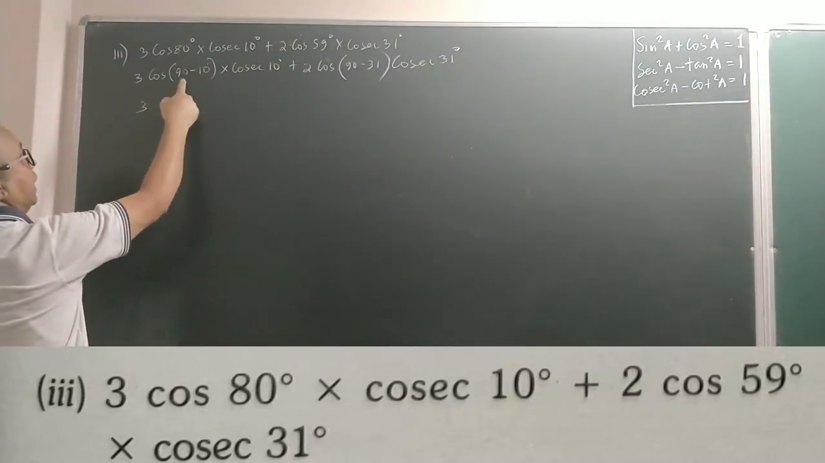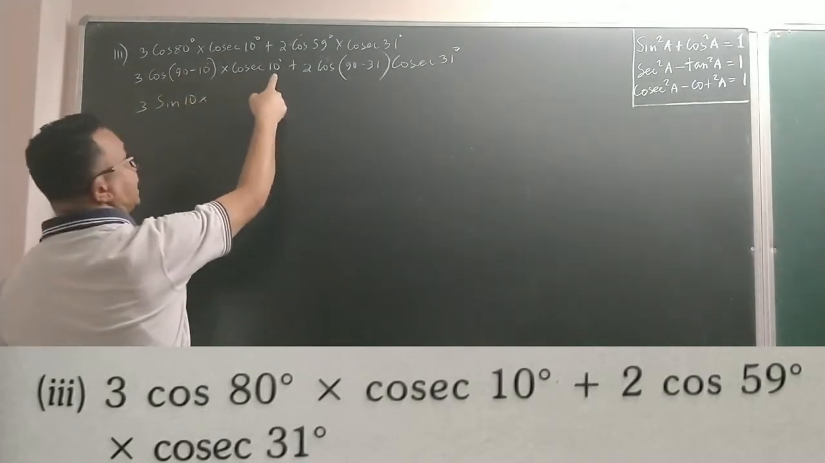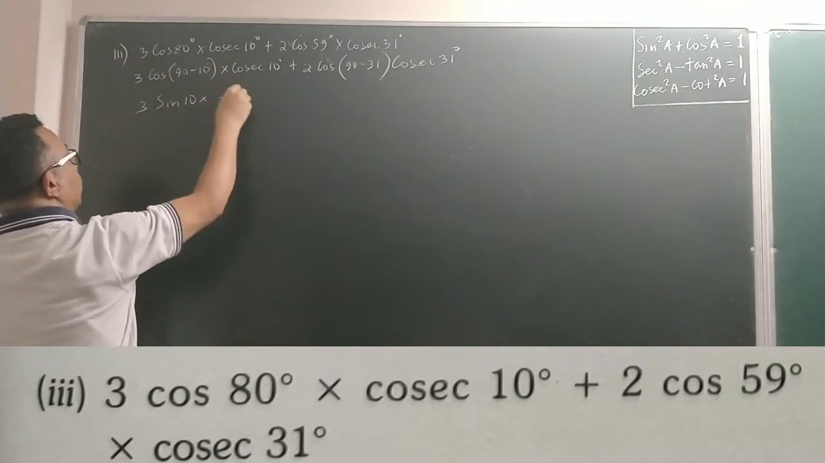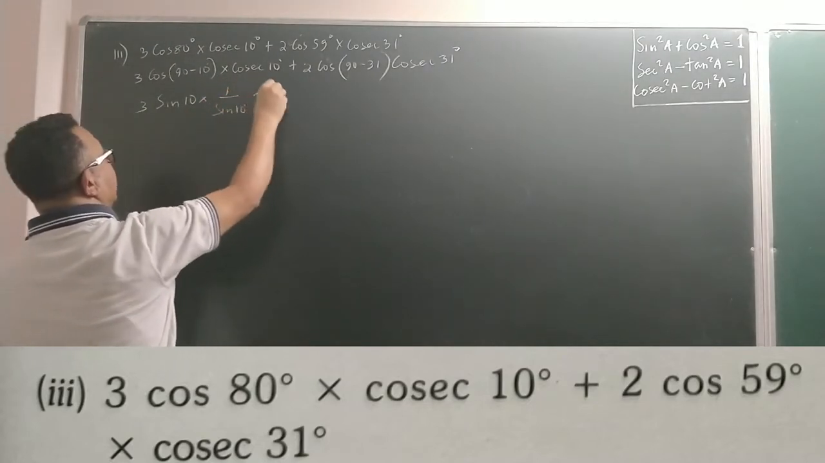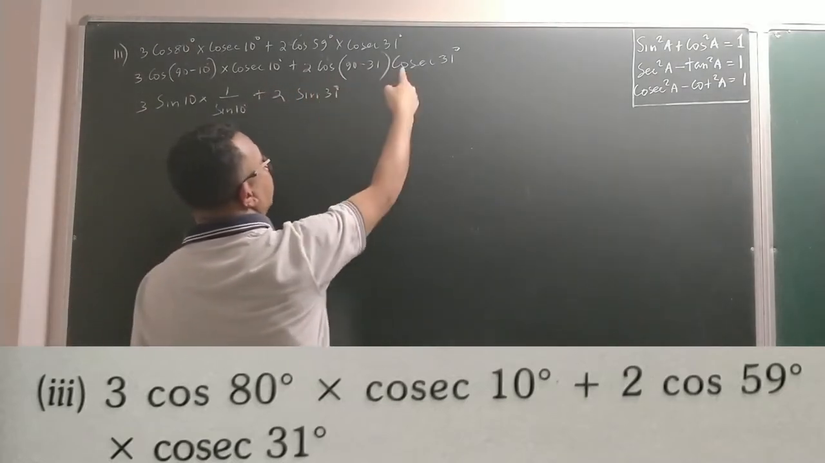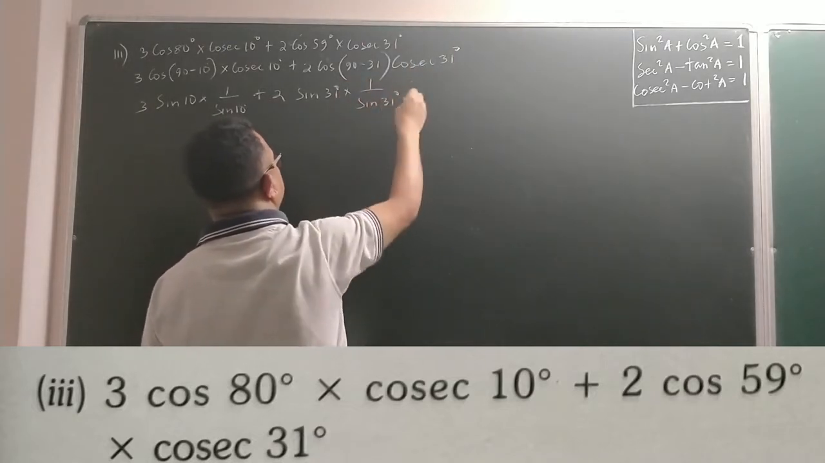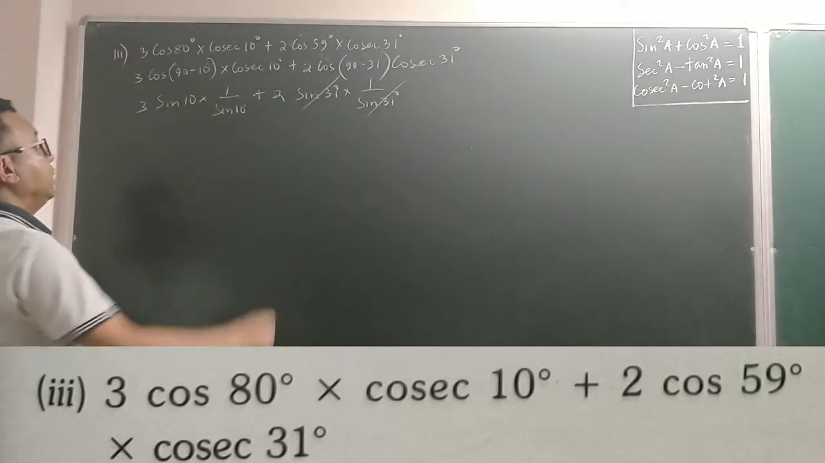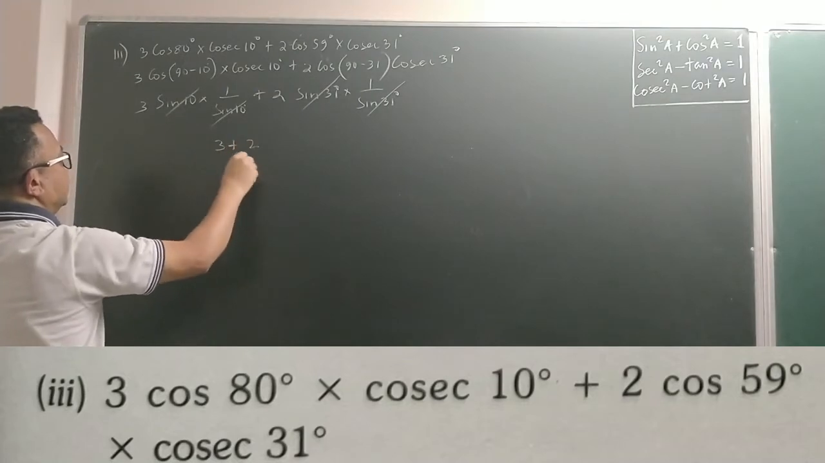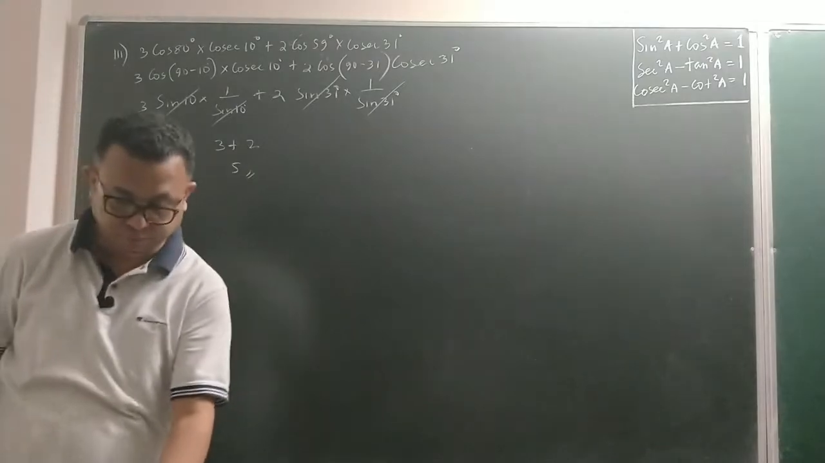3 cos 90 minus theta, cos changes to sine, so it is sine 10. This is cosec 10, and you know cosec is the reciprocal of sine. So cosec 10 can be written as 1 by sine 10 degree, and then this is 2 cos changes to sine, this is sine 31 degree, and cosec is the reciprocal of sine. So I can write this as 1 by sine 31 degree. So there you go. Sine 31 and sine 31 cancel, sine 10 and sine 10 cancel. So this is 3 into 1 is 3 plus 2, which is 5. Yeah, this is your question number 3.